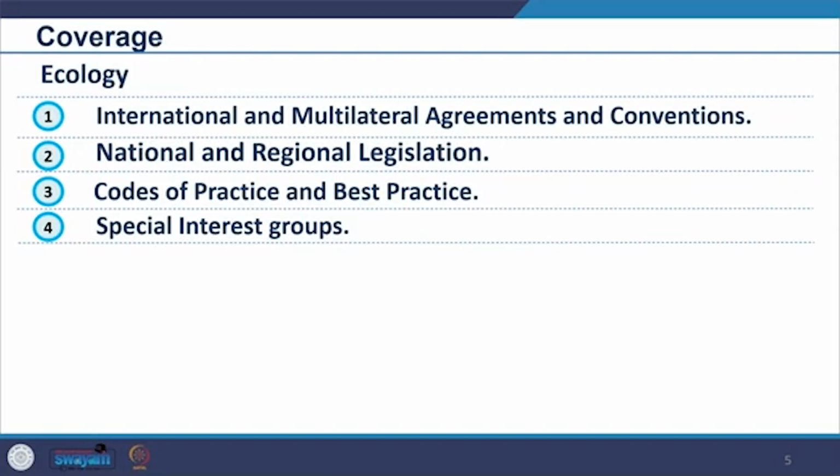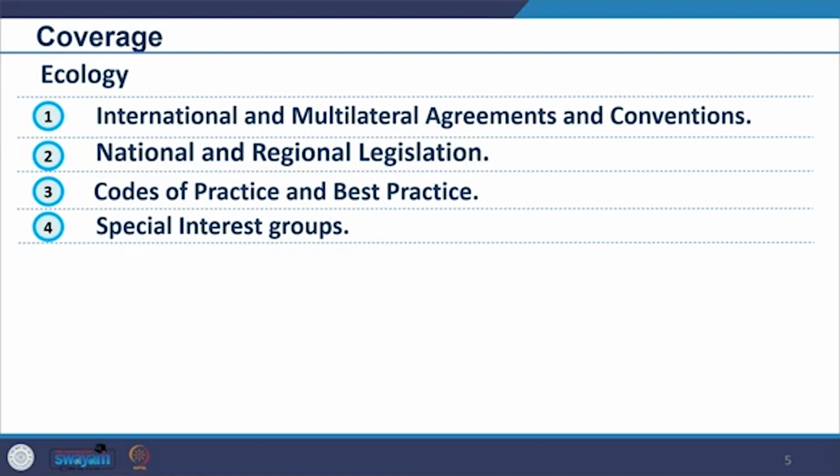According to the key legislation, guidance and standards available in the domain of ecology, it can be divided into four components. Legislations are available at international and multinational agreements and conventions. Then you see it at the level of national and regional legislation, and then you also see components like industry codes and best practices. Then there are also special interest groups.